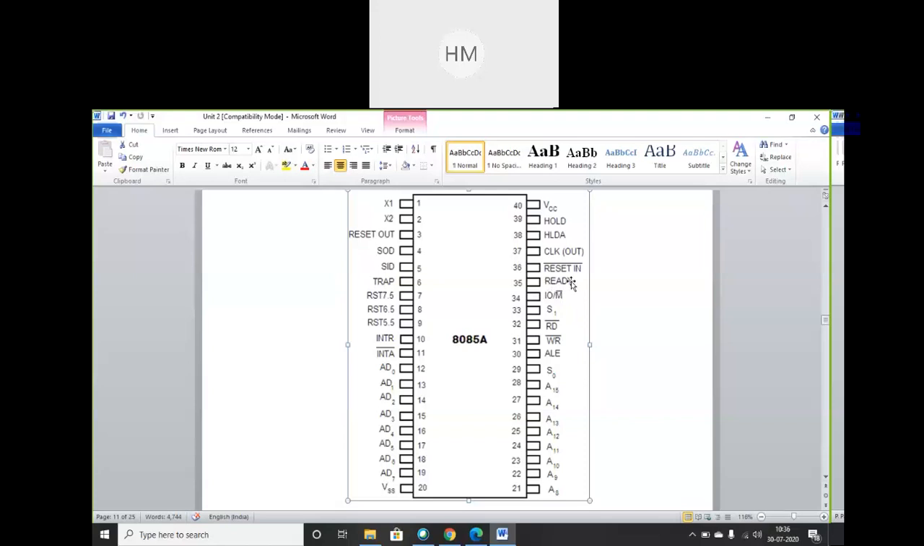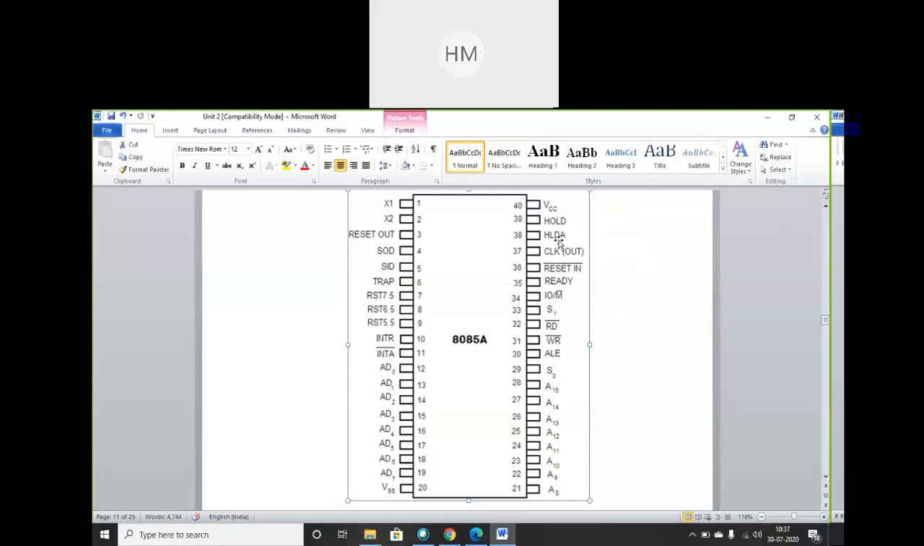Then ready, whether the peripheral devices connected are ready to synchronize with the microprocessor or not. Reset in, if I want to reset the microprocessor IC, I will use the reset in bar pin. Clock out, if I am connecting peripheral devices with the microprocessor, then that device will require some kind of frequency which can be generated by the 8085. So this is the clock out pin which will generate clock and provide it to the peripheral devices.